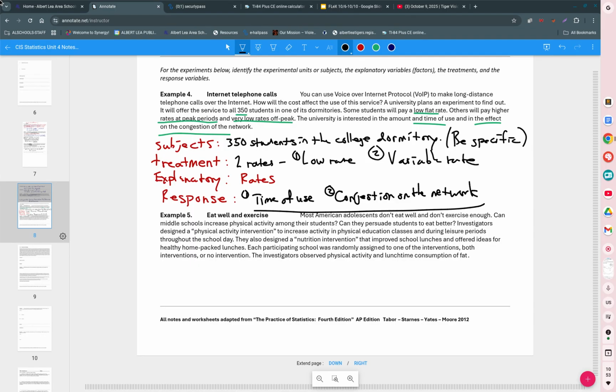Okay, you should have two things you're measuring. You are measuring the time of use. How much are people using the long distance calling on the voice over internet protocol? And second of all, you are also measuring the effective congestion on the network, the congestion on the network.